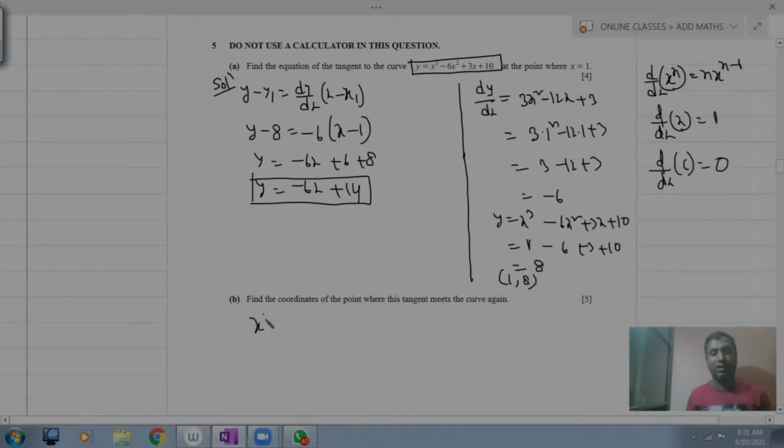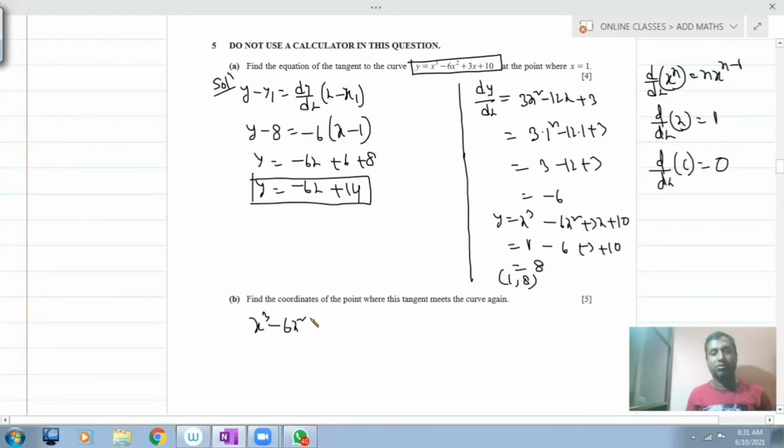So this is x cubed minus 6x squared plus 3x plus 10. We will solve these two equations simultaneously. Okay, now we can write here 6x squared, 6x, so it is becoming 9x. 14 goes here, it is becoming minus 4, becoming 0. So see, this is a cubic equation.